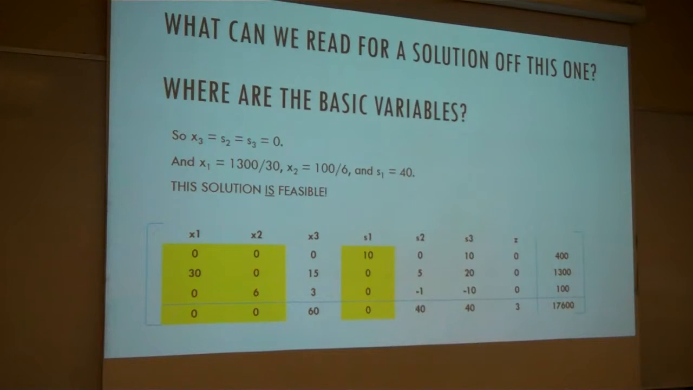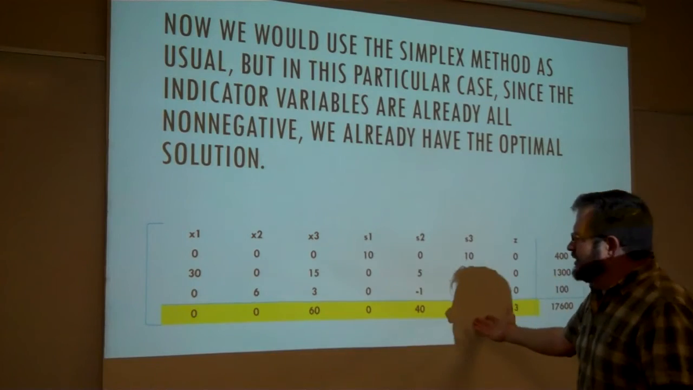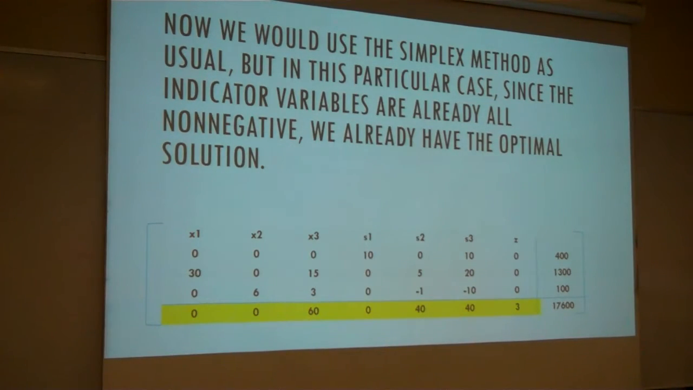We have not yet necessarily optimized his profits, I think was what he was going for. So this whole thing was just to get it back into feasible. Yes, we got back into feasible. Now, in this particular case, we would use the simplex method to go forward like normal. But we only have positive values down there in the indicator variables. So in this particular case, we already have the optimal solution.